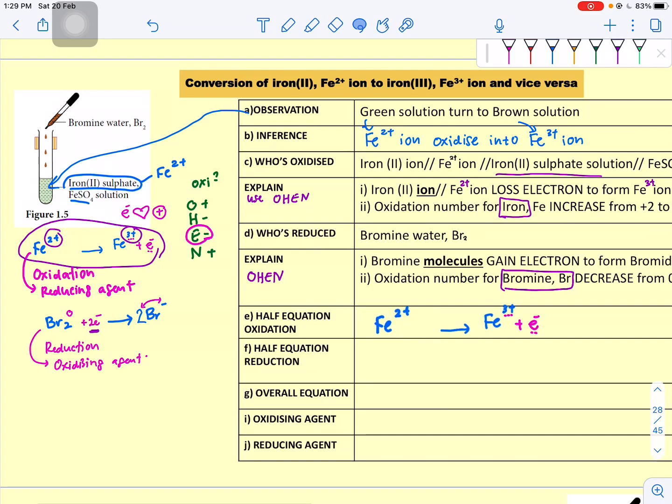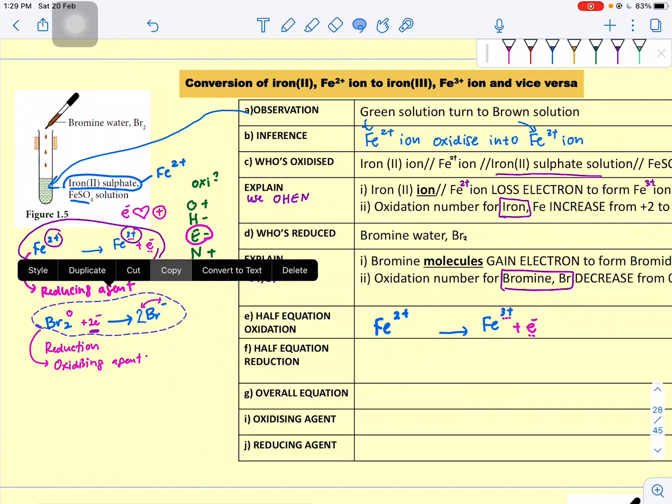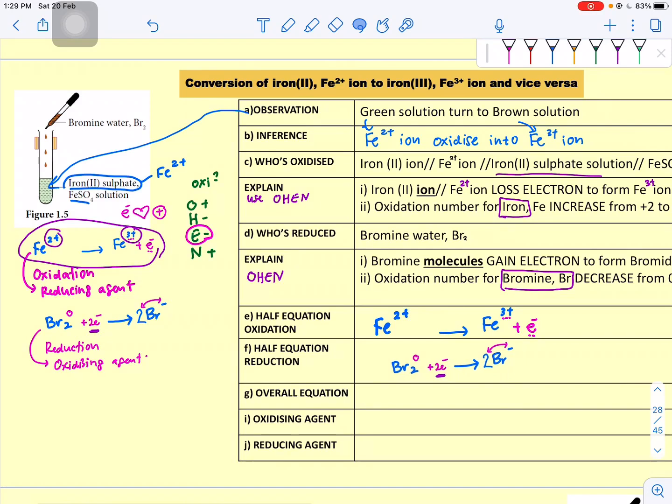How about half equation reduction? We also found it earlier. So, we just copy. Okay. So this is half equation reduction. Okay, you can double check.